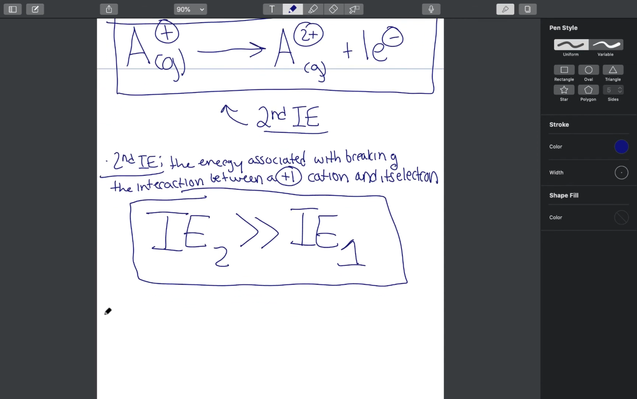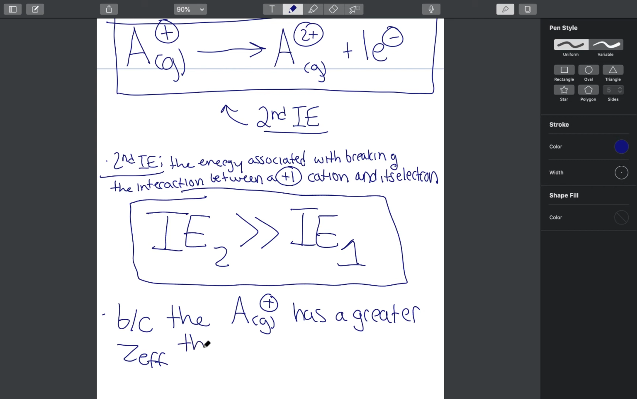And this is because the positively charged atom has a greater effective nuclear charge than the neutral atom on the electron. So the electron feels a greater charge or a greater pull from the positively charged species than the neutral species. Therefore, it's much harder to pull that electron off because the interaction is so much stronger.